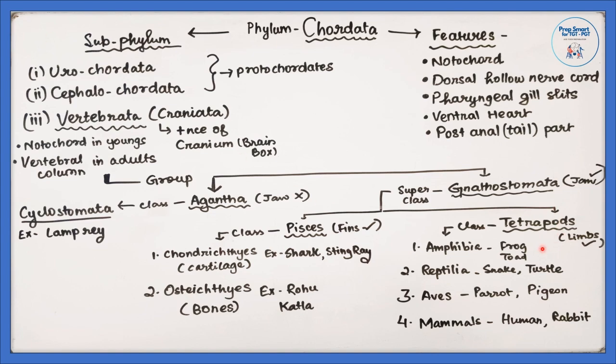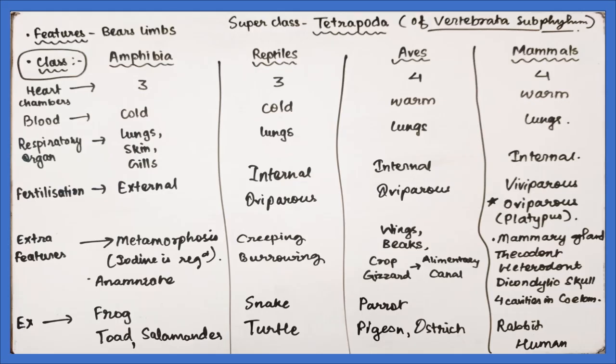Talking of tetrapods, the presence of limbs is there. It is divided into 4 classes: Amphibia, Reptilia, Aves, and Mammalia. Talking of the superclass Tetrapoda of subphylum Vertebrata of phylum Chordata, the basic feature is they bear limbs. Classes are Amphibia, Reptilia, Aves, Mammalia. Talking of the heart chambers, Amphibia has 3, reptiles have 3, Aves have 4, mammals have 4.